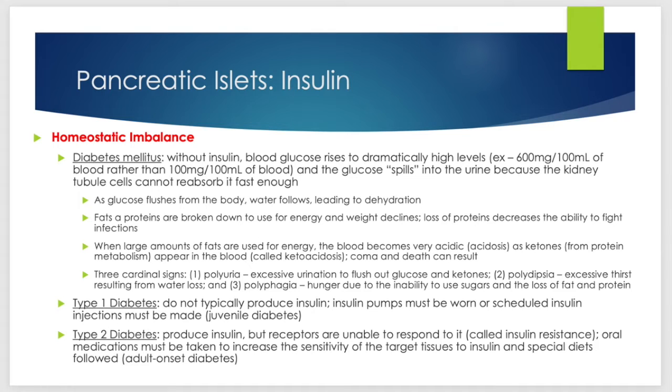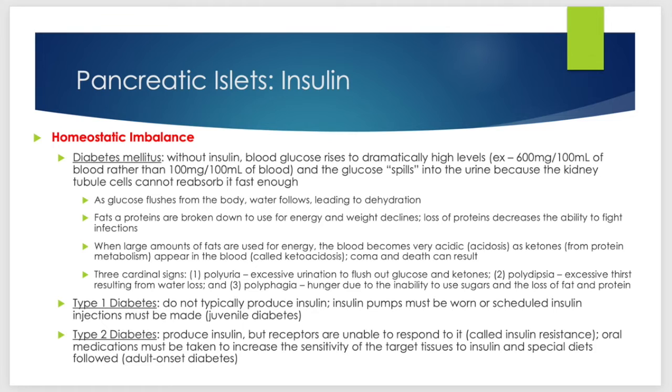When we're using a lot of fats for energy, your blood becomes very acidic, and it's called acidosis. And then ketones, which are produced when protein is metabolized or used, are going to appear in the blood, and that's called ketoacidosis. And that can cause a person to go into a coma, and they can die from that.